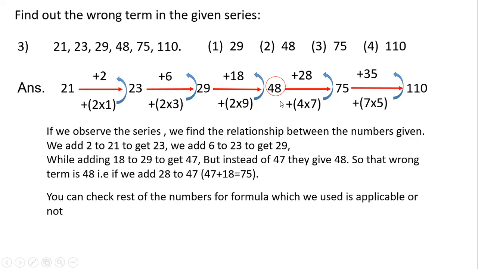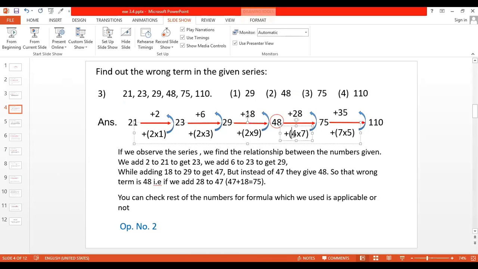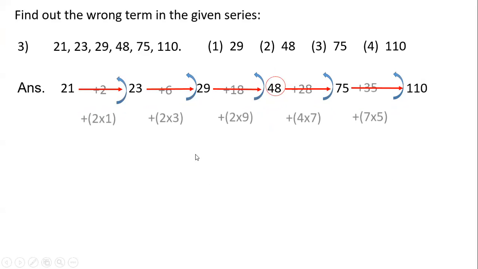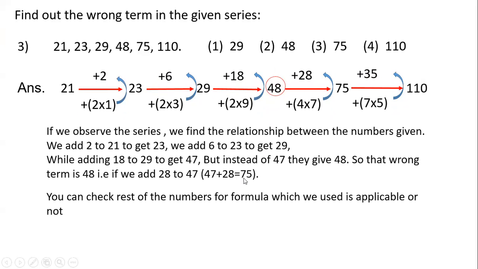If we add 28, how 28? Here is 47 and 4 sevens are 28. Means if we add 47 plus 28, then we get 75. So our wrong term is 48, which comes on option number 2.